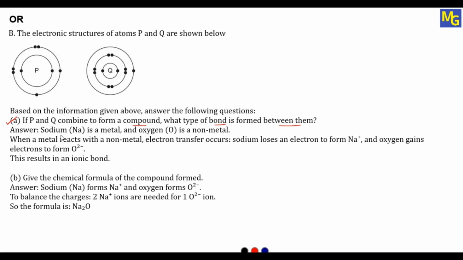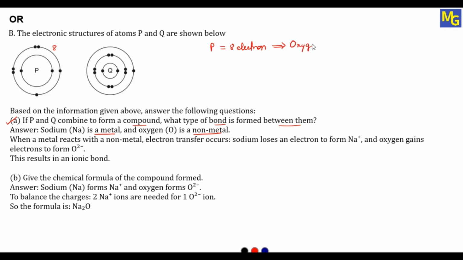So answer, sodium is a metal and oxygen is a non-metal. Now how to understand that this is sodium and oxygen? Count the electrons. If you see in the first element P, in total how many electrons do we have? 1, 2, 3, 4, 5, 6, 7, 8. So here we have 8 electrons. Which element has 8 electrons? Oxygen. Therefore P is the oxygen element.